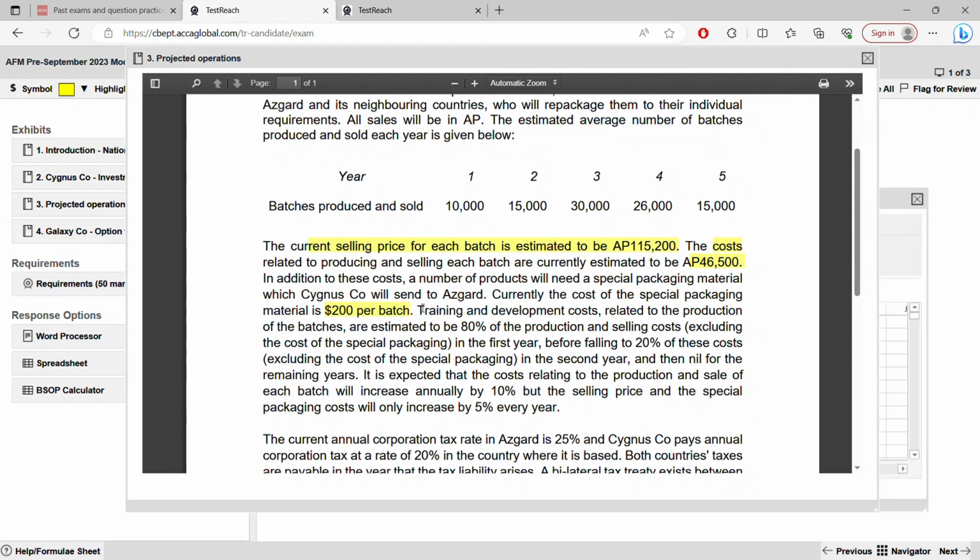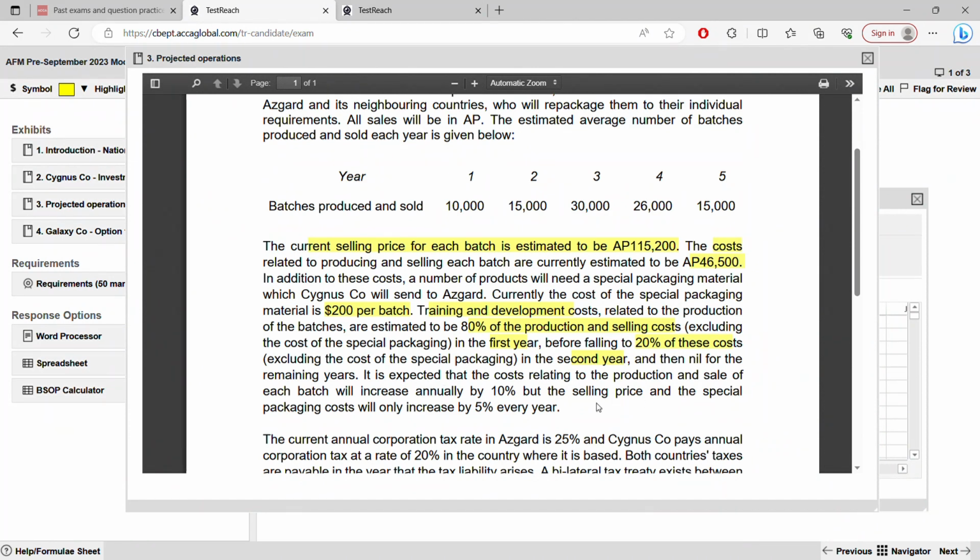It's a long process, but you have to do it. Okay. Then we have other costs, training and development cost, which is 80% of the selling cost in the first year. See, this excludes any cost of special packaging. It only includes this 46,500, only the normal cost. So training and development is 80% of that cost in the first year. And in the second year, the cost falls from 80 to 20% of those costs. This is for training and development. After that, it's nil for the remaining years, because training and development you will not have for all the 5 years, no? Only first 2 years.